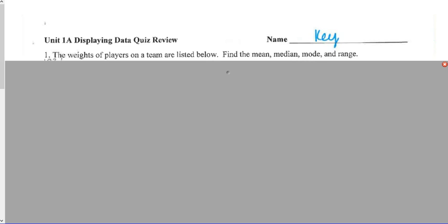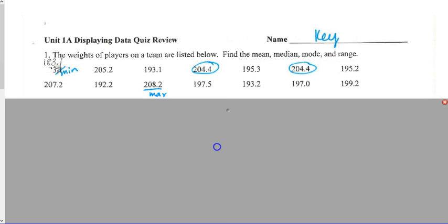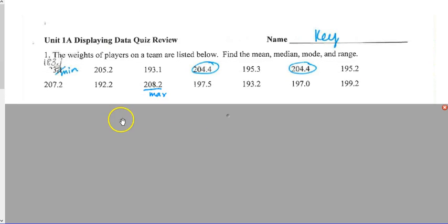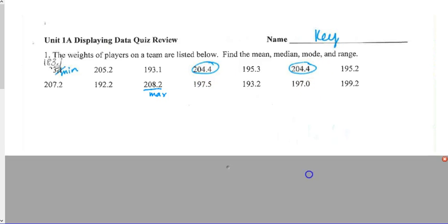All right, quiz review for this unit. So, the weights of players on a team are listed below. Okay, here's your minimum, here's your maximum. Okay, there's also two 204.4s.